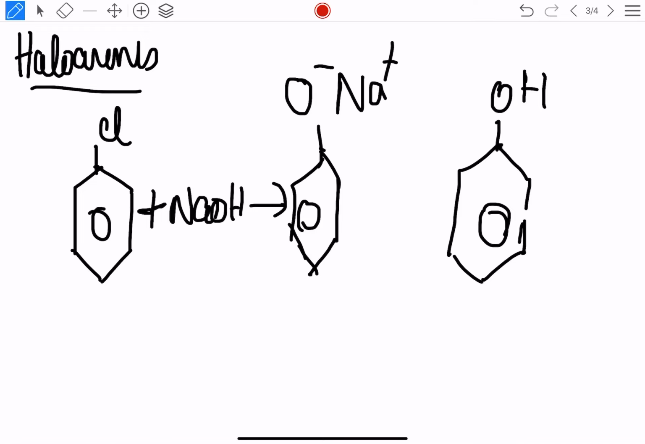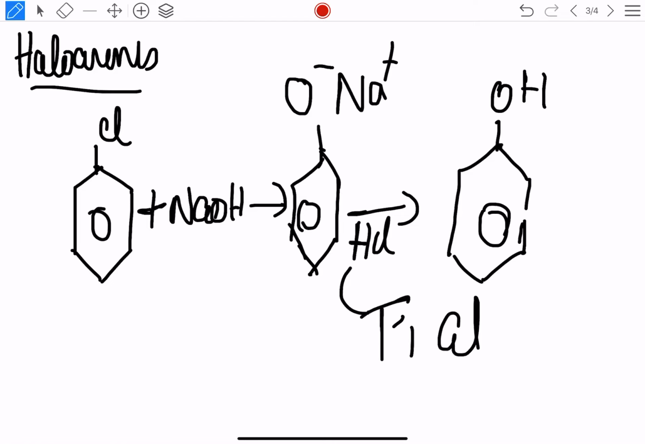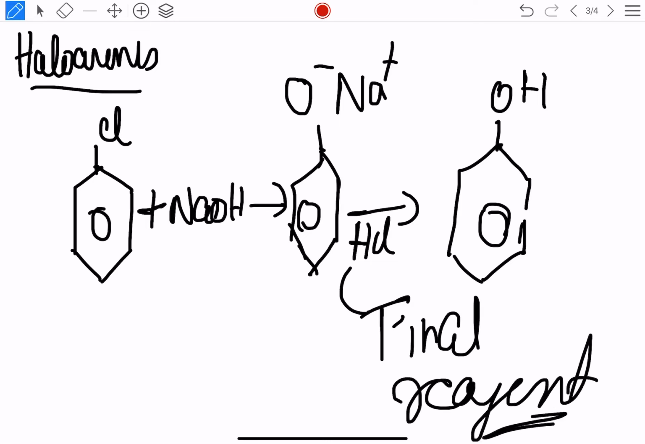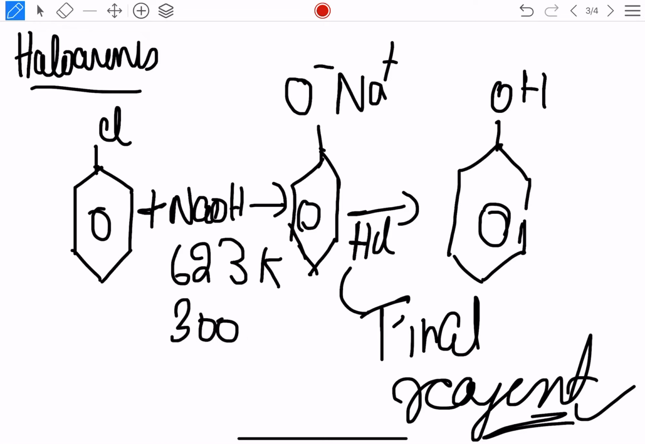And then in order to remove the ion intermediate, we just add a little bit of HCl, and this HCl which is added removes the ion intermediate and gives us the product. So this is the final reagent of the reaction. Okay. Now this reaction also happens at a particular temperature, which is 623 Kelvin, and at 300 atmospheric pressure. So these are very drastic conditions, 623 Kelvin and 300 atmospheric pressure.